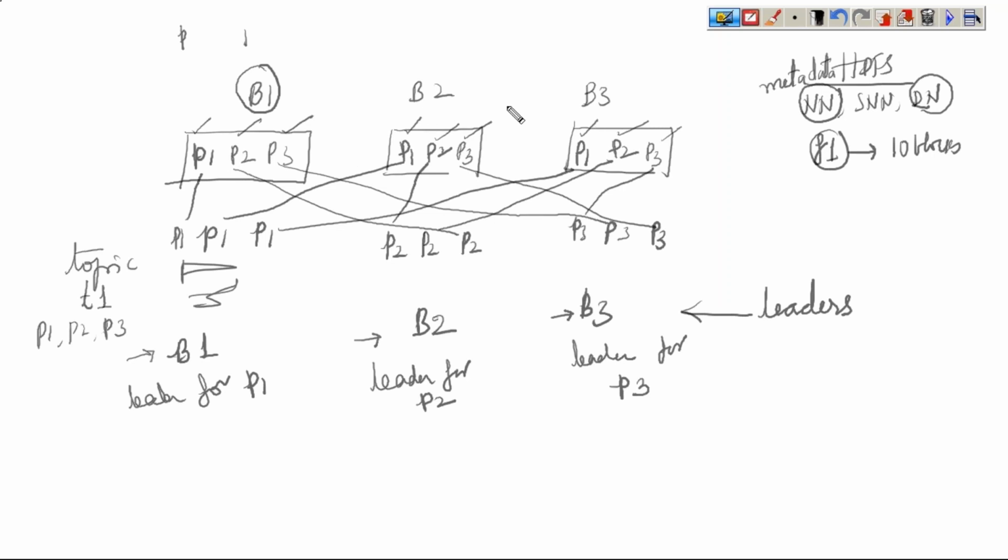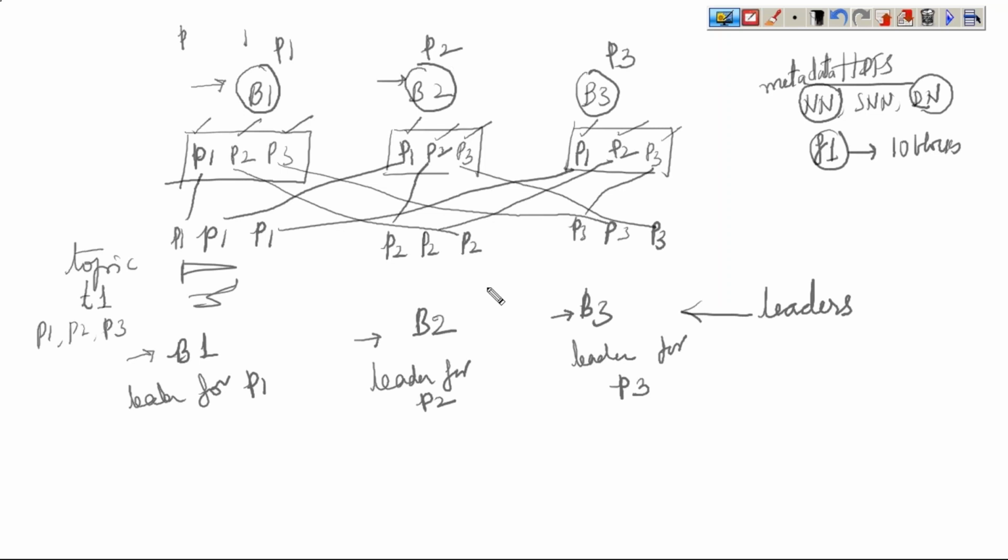These brokers will maintain that information. Each broker will maintain where the different copies of a particular partition are being maintained in the cluster. So B1 will maintain the information regarding the first partition, because the first copy is stored here, and where the remaining copies are, that information will be maintained by the first broker. And B2 will maintain the information of the second copy. B1 will maintain information of the first partition, B2 of the second partition, and B3 of the third partition. That's it.